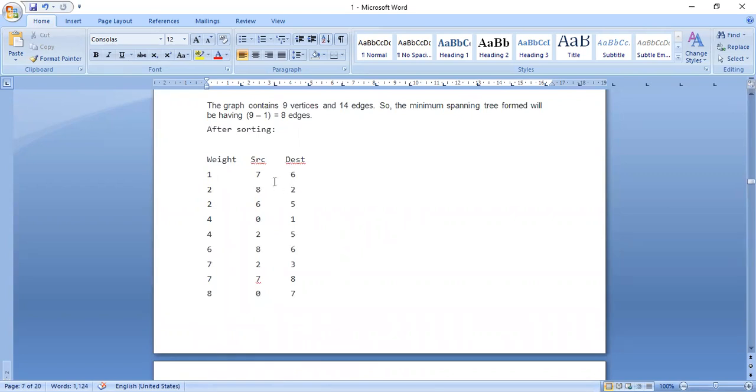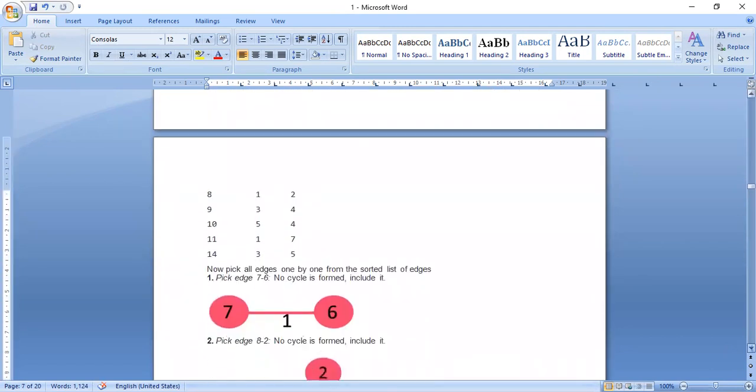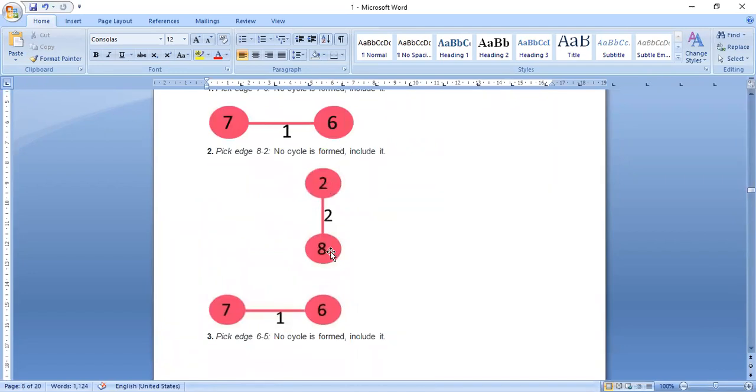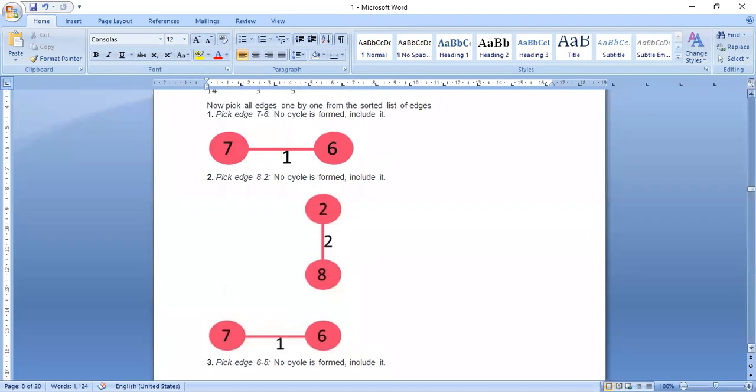Next one is what? 8 and 2. Source vertex is 8, destination vertex is 2. While adding 8 and 2, we should see no cycle is formed. So I will be adding that one. I have added 7 to 6. Next is weight 2. In weight 2, only one is there, that is 2 and 8. I have added it. No cycle is formed. Okay, then it's okay.